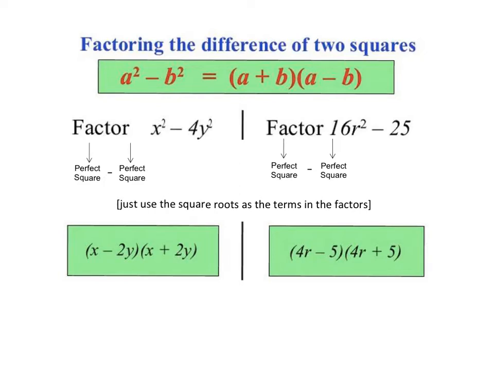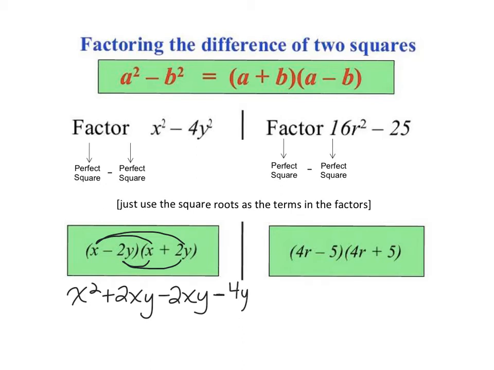So just recall, again, when you do FOIL, we would multiply x times x is x squared, right? We would then multiply x times 2y to give me 2xy. Then I would do negative 2y times x is negative 2xy. And then negative 2y times 2y is negative 4y squared. And again, my middle terms, they're opposite of each other, so they completely cancel out, leading me back to x squared minus 4y squared, right?